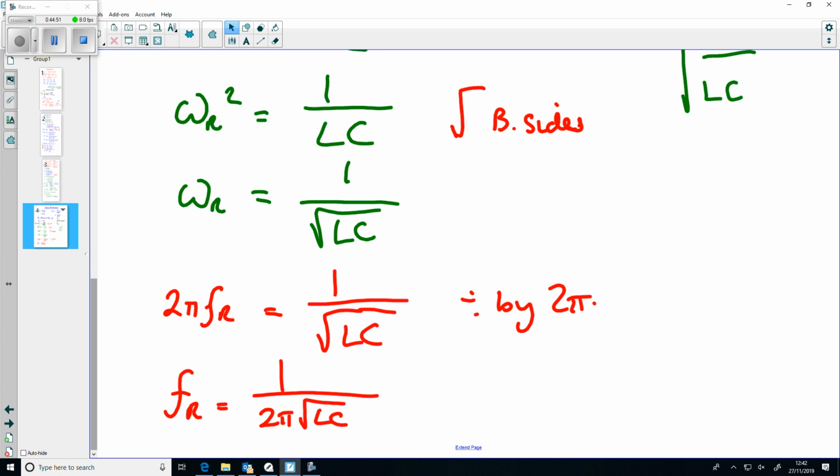Always at resonance, XL and XC are equal magnitude. You need to be careful about that. They haven't got the same complex value because one's a plus 90 degrees and one's a minus 90 degrees. But when they're equal size, magnitude, they cancel each other out. Alright?